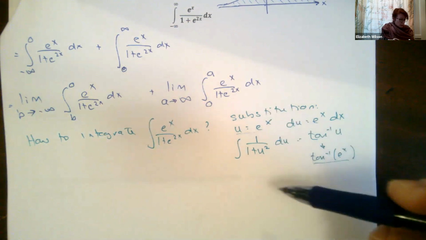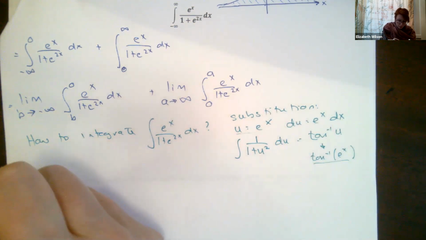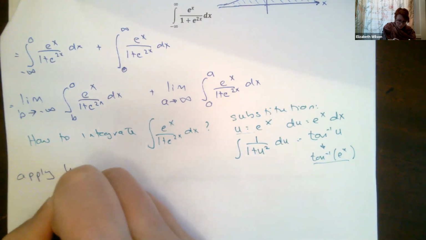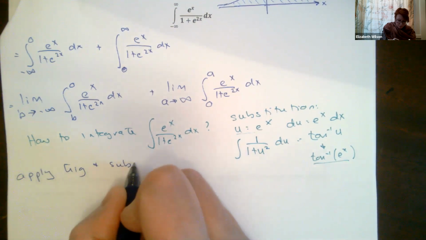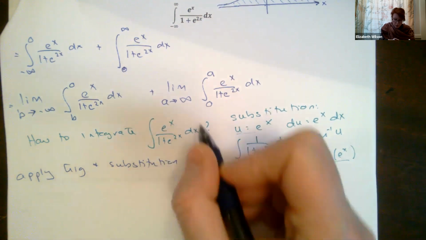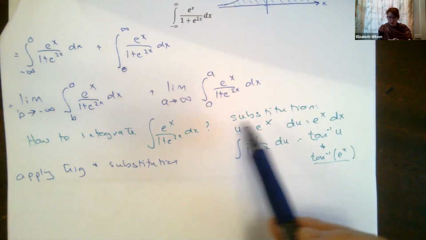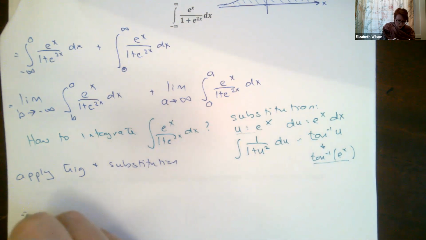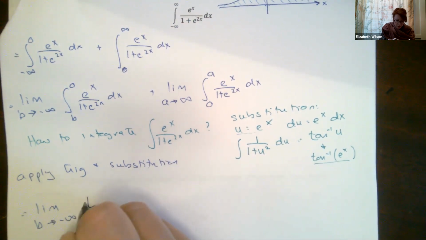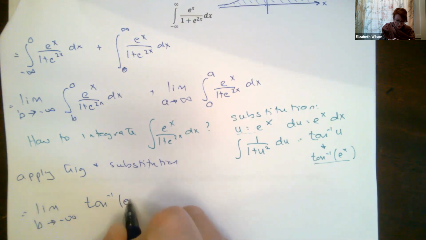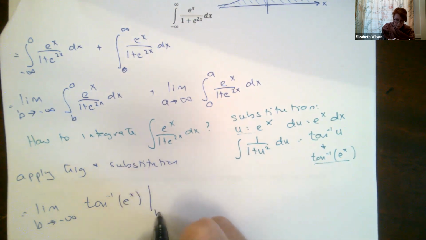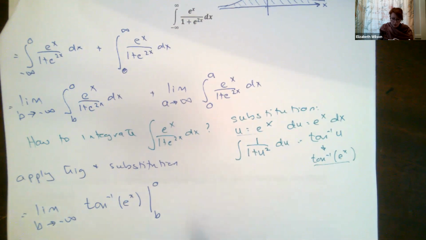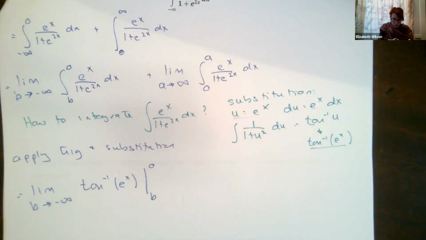So what I'm going to do is apply the inverse tangent antiderivative from the substitution. You would actually need to show this too. I wrote this in green, but this is something we would need to show work for. So I'm going to say the limit as b goes to minus infinity. Now this is my antiderivative, inverse tangent of e to the x. I'm going to evaluate that from b to zero. We actually do need to show all of this work right here. That's part of our work showing to get full credit.